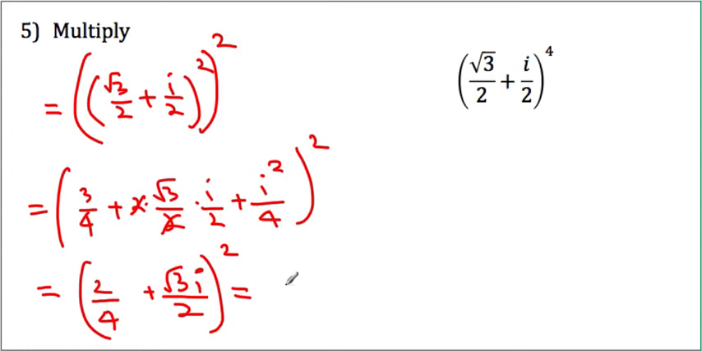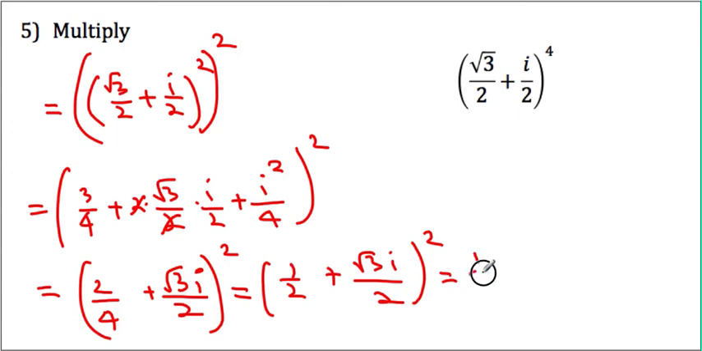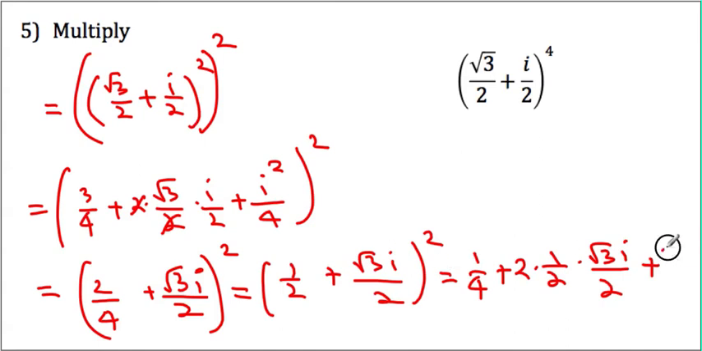In other words, this becomes 1/2 plus radical 3i over 2 squared. So we still have to do the outer part, which is simply square. Then here we go, 1 over 4, first one square plus 2 times first one times the second one, 3i over 2, plus 3 over 4 i squared, 3 over 4 and i squared. That's basically what we have.